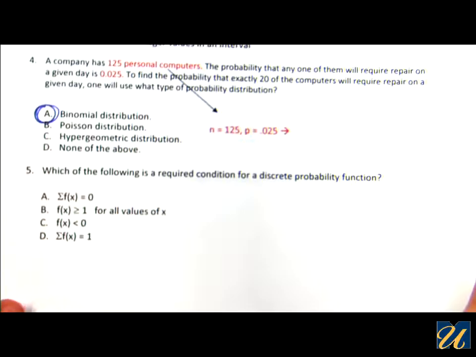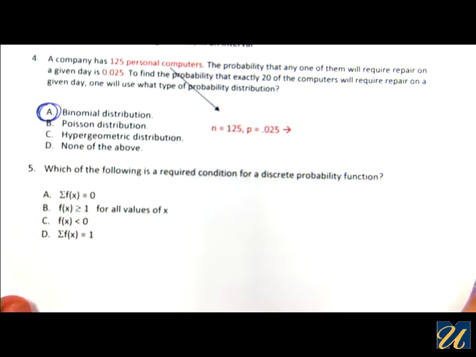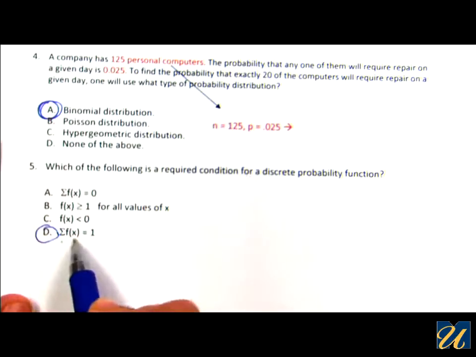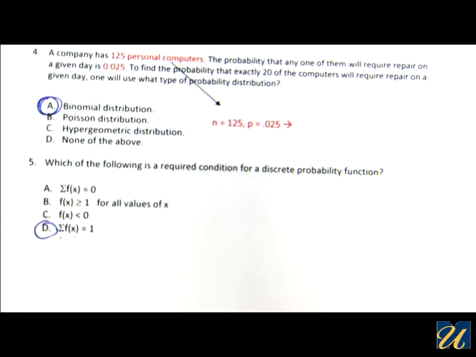Which of the following is a required condition for a discrete probability function? This would be D. The sum of the probabilities has to equal 1.